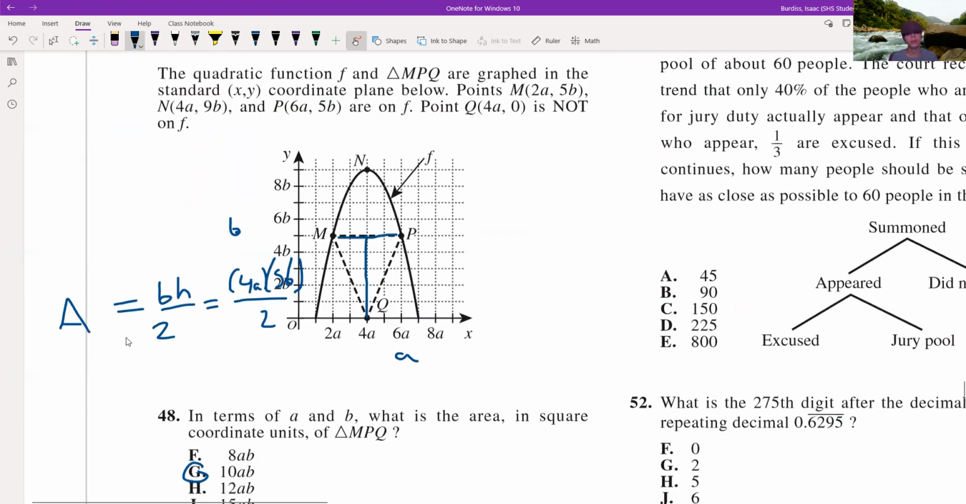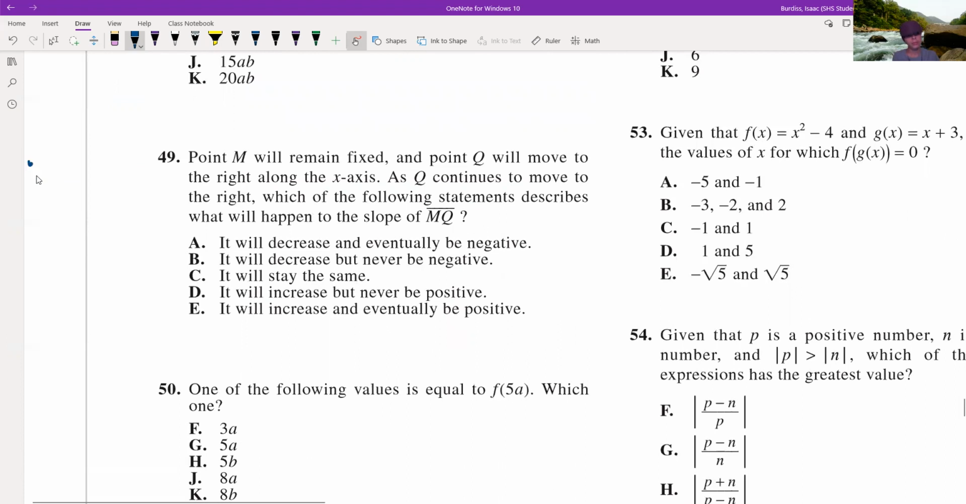What happens to the slope of MQ? So if M is here and Q is here, this is the slope. If M stays in the same place, but Q goes to the right, let's say right here, it wouldn't go up, it's just going to the right. What happens to the slope? Well, the slope is going to decrease, in value, like magnitude, or I don't know if that's the right word for this. So I thought it would decrease, but the answer I chose was D because it will never be positive. I definitely know that it will never be positive.